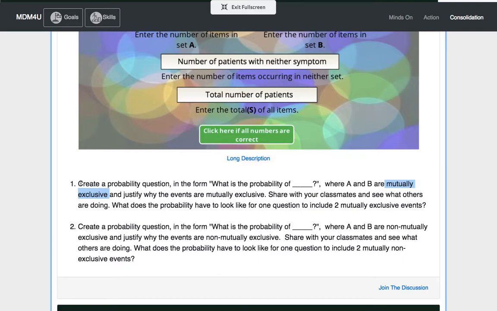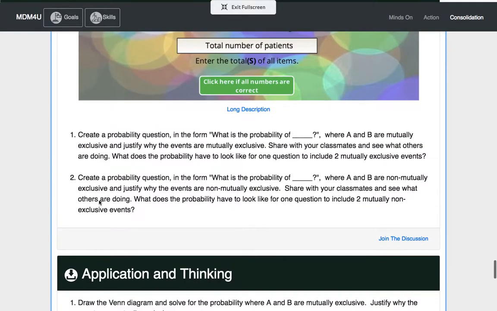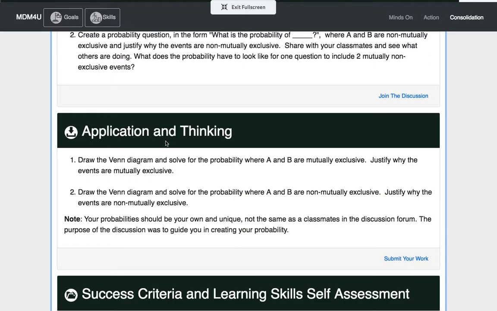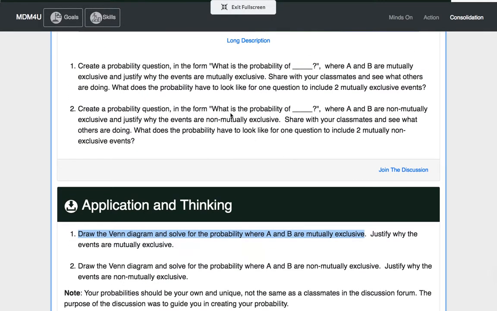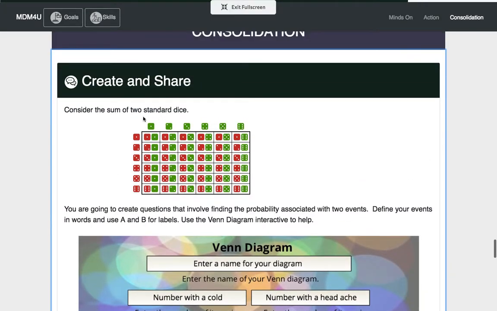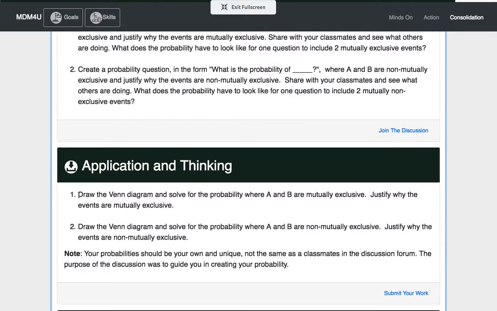So take a look at the discussion points, and when you go down to the application and thinking portion, it says draw a Venn diagram and solve for the probability where A and B are mutually exclusive. Referring back to making a left-hand turn on a red light, that would be kind of difficult to make a Venn diagram, so you might have to think of another scenario. Having a dice example up here is nice because we know the total number of outcomes. That might help you create a Venn diagram for the mutually exclusive. Similarly, you can create a Venn diagram for the non-mutually exclusive.